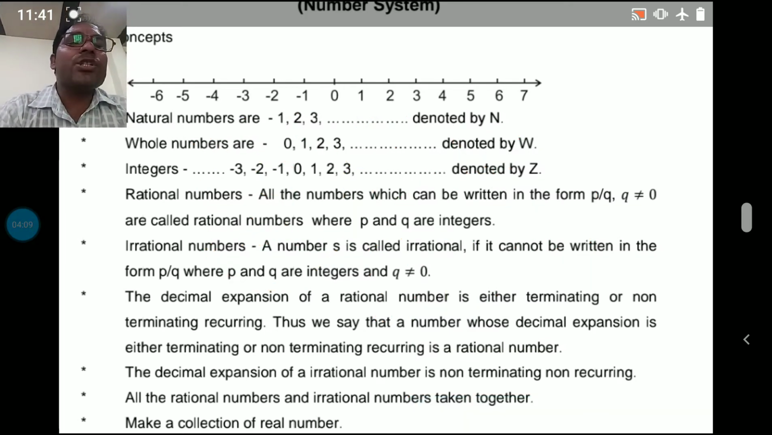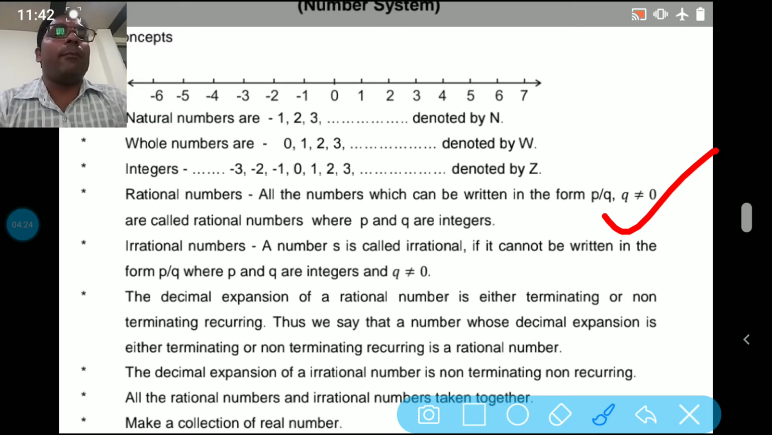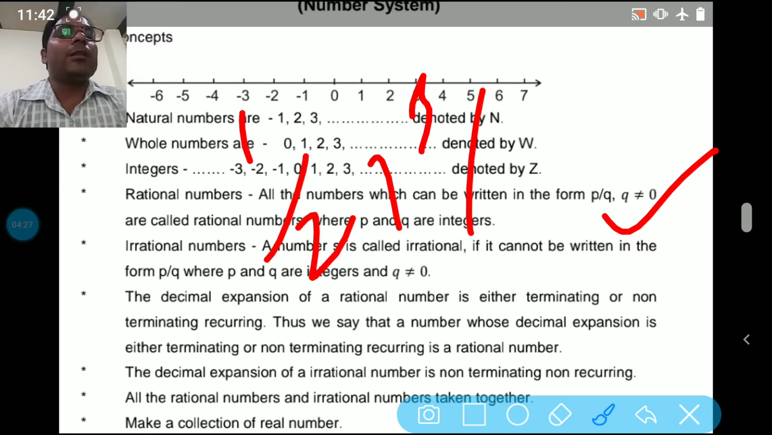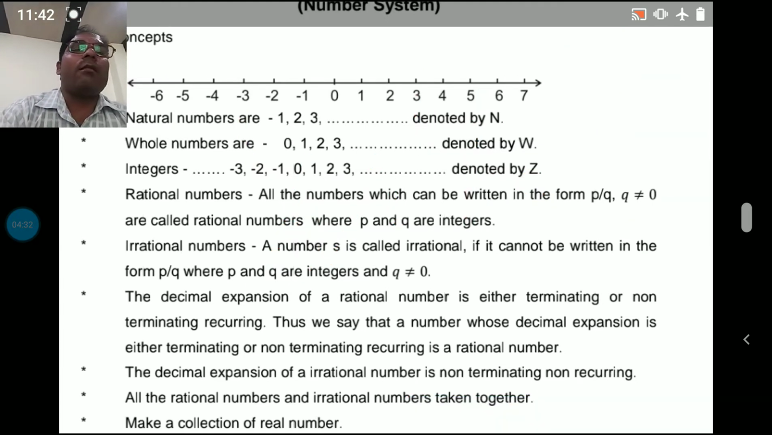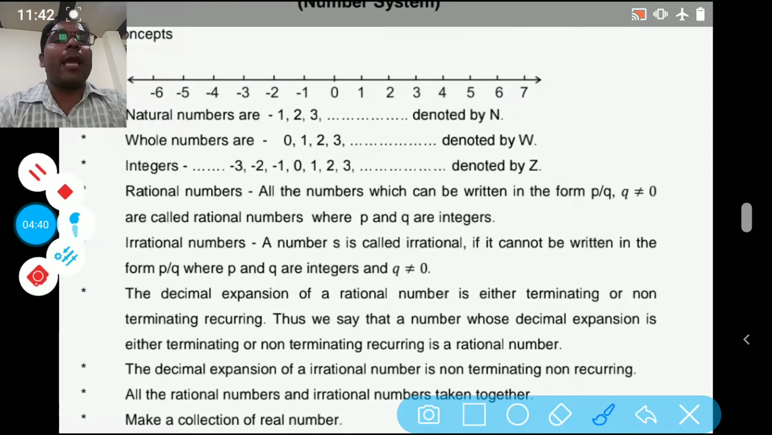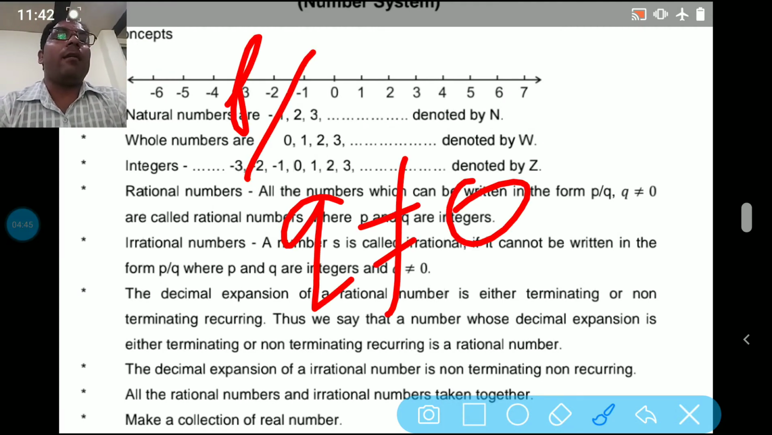Now the next definition is rational numbers. What are rational numbers? All the numbers which we can write in the form of P upon Q are called rational numbers. Examples: 1 upon 2, 3 upon 4, 5 upon 6. Here P and Q are integers, and Q, the denominator, can never be 0.